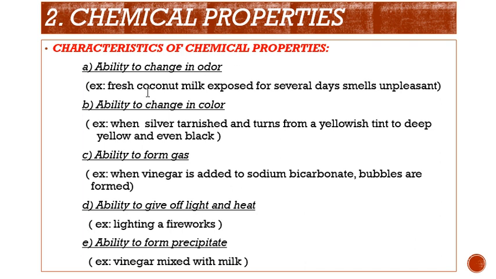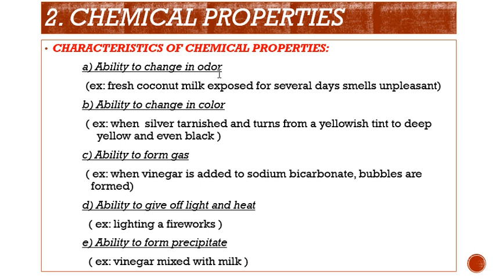So how can we identify the chemical properties of an object? So we have some characteristics listed here. Start with ability to change in odor. So if there is a change in odor, that is a chemical property of matter. Example, if fresh coconut milk is exposed for several days, the odor of the fresh coconut milk will smell unpleasant, meaning it stinks. So therefore, the fresh coconut milk has changed. So that is a characteristic of chemical properties.